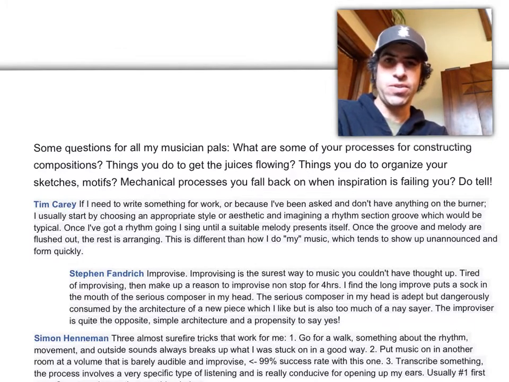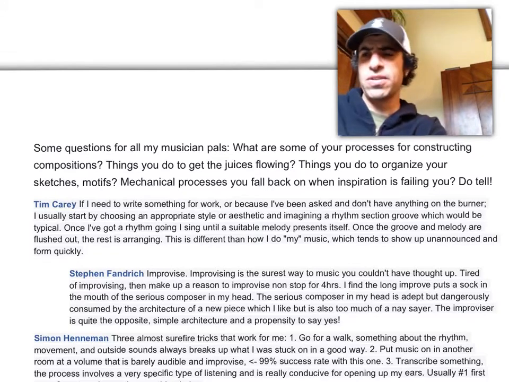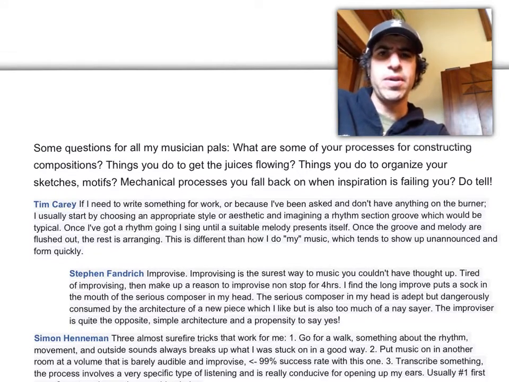First from Tim Carey, who's a great local bass player and composer, and I know Tim has some excellent tutorial videos online for playing bass. Maybe I'll put that in the comments below. But he says, if I need to write something for work or because I've been asked and don't have anything on the burner, I usually start by choosing an appropriate style or aesthetic and imagining a rhythm section groove, which would be typical. Once I've got rhythm going, I sing until a suitable melody presents itself. Once the groove and the melody are fleshed out, the rest is arranging.